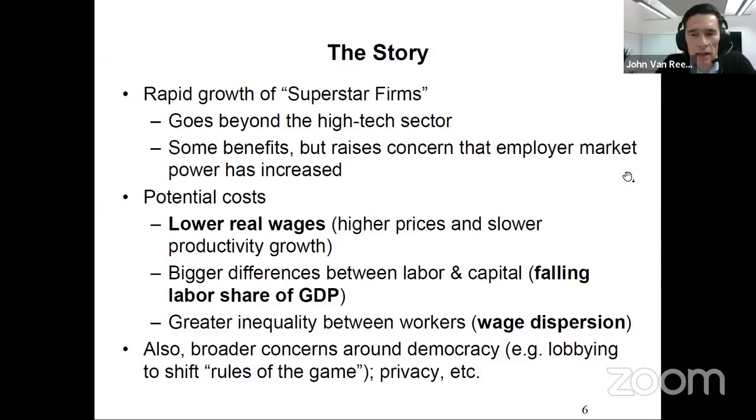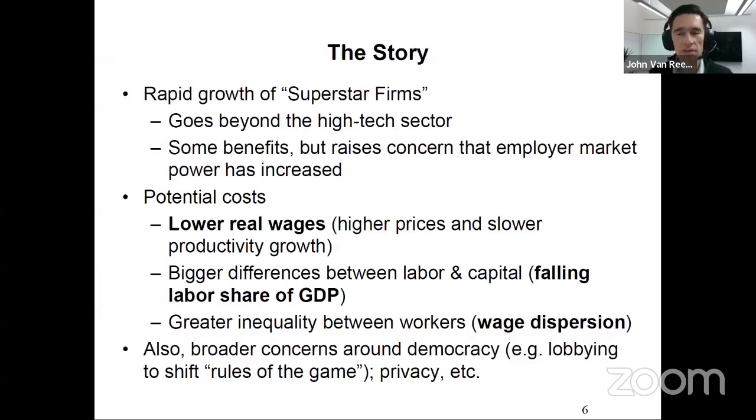And there are some benefits to the growth of these large firms, as you might imagine with innovation, but it also raises concerns that employer market power has increased. I'm going to focus on product market power, that will also touch on labor market power, but I'll show you how these markets interrelate with each other.